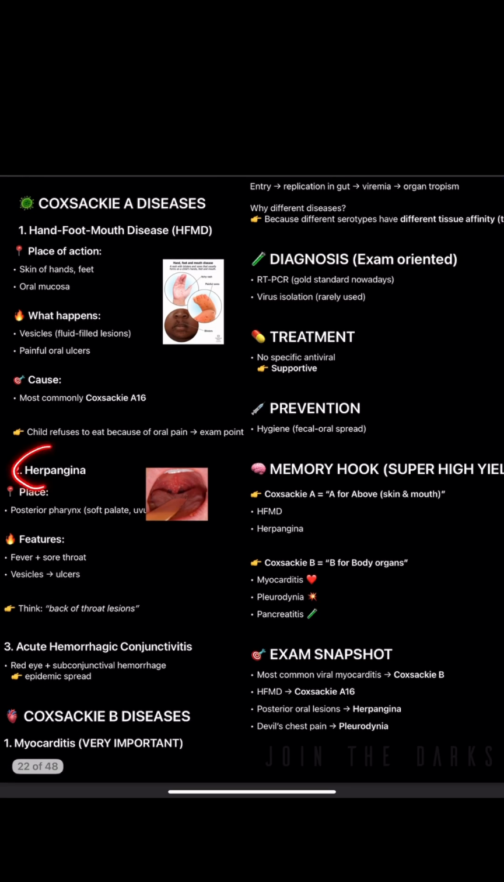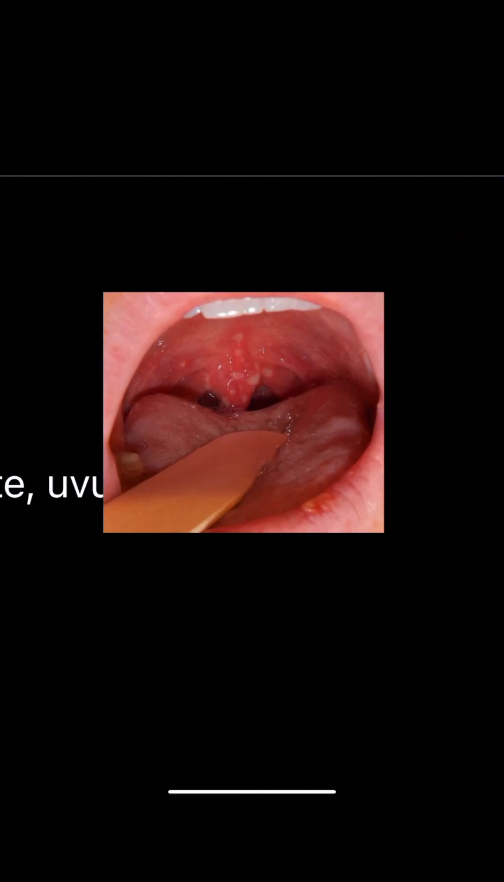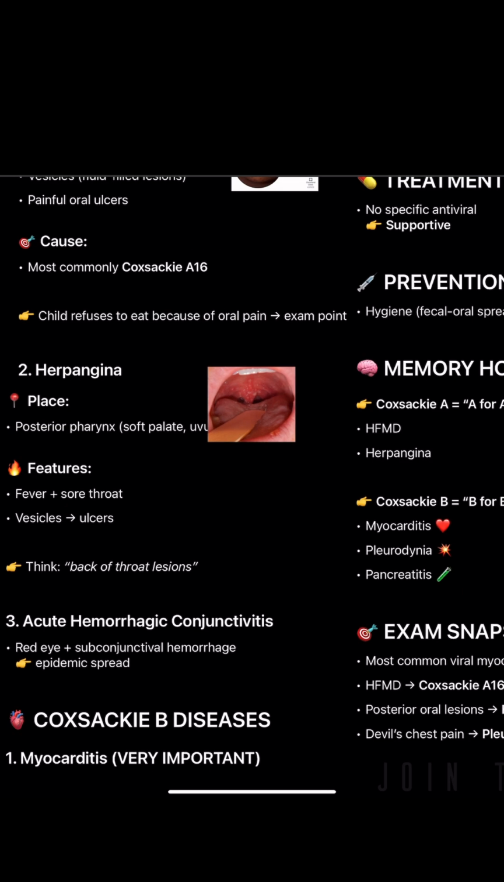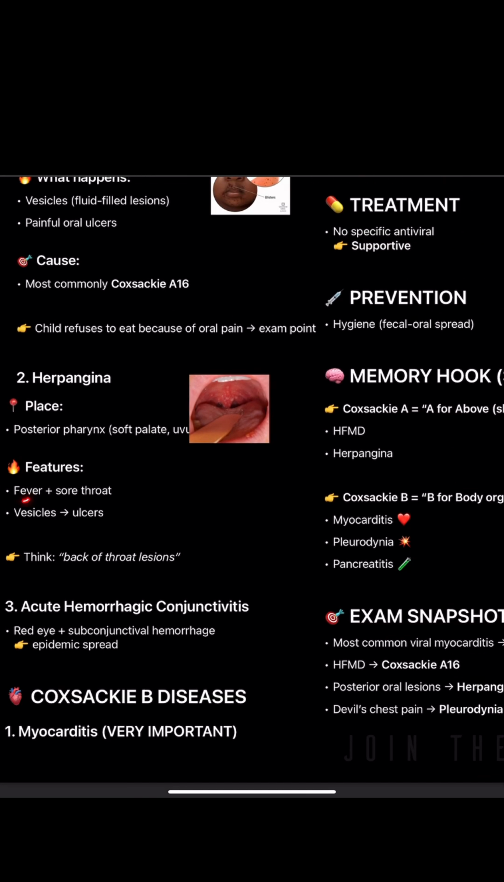Herp angina. Herp means creeping, and angina is pain. So here we can see at the posterior pharynx, at the soft palate and the uvula, there are vesicles and ulcerative lesions. The patient presents with fever, sore throat, and we have to think of herp angina as the back of throat lesions. Acute hemorrhagic conjunctivitis: red eye and subconjunctival hemorrhage is present, and it is an epidemic spread.